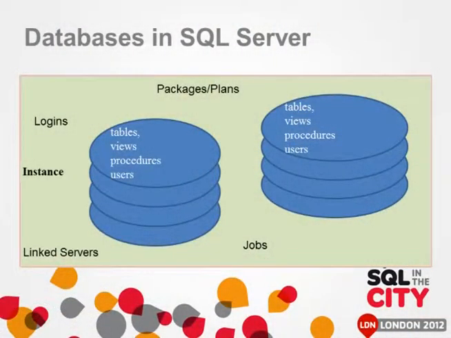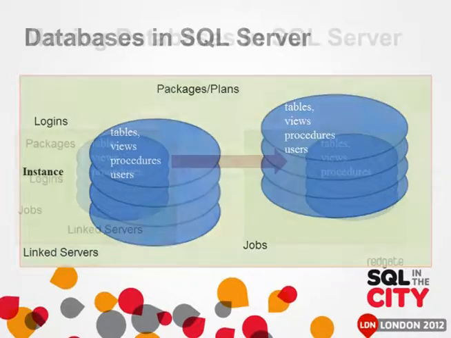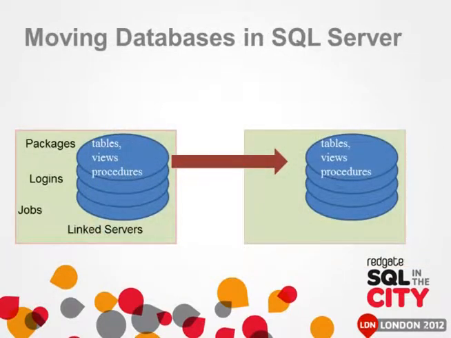But outside of our databases, we have stuff that lives at an instance level. We have logins. We have linked servers. We have automation, jobs and packages and plans, things that are outside the database. And when I move a database, none of that stuff moves with me. My tables, my views, my programmability objects, all that stuff moves. But all this stuff at the instance level doesn't move, and that causes us problems. Actually, it pays the bills, right, because we get paid to move this stuff, but it's a hassle. It would be nice if all this stuff moved.